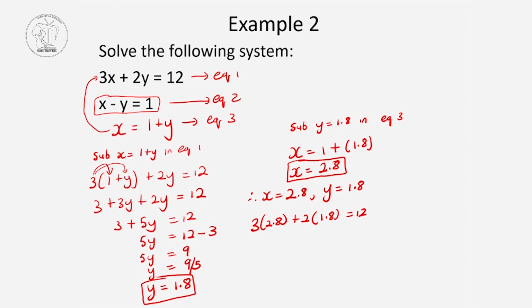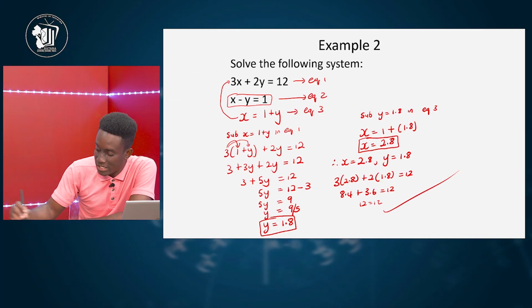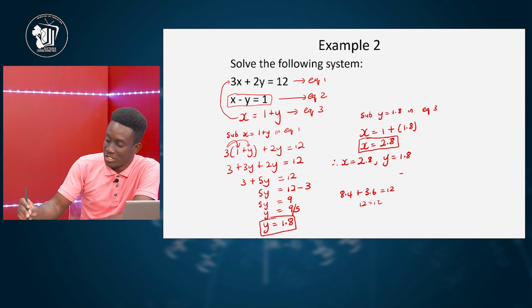So 3 times 2.8 will give us 8.4 plus 2 times 1.8. That will give us 3.6 and that should equal 12. So 8.4 plus 3.6 will give us 12. So 12 is equal to 12. So that checks out. So now we can check for the other one.